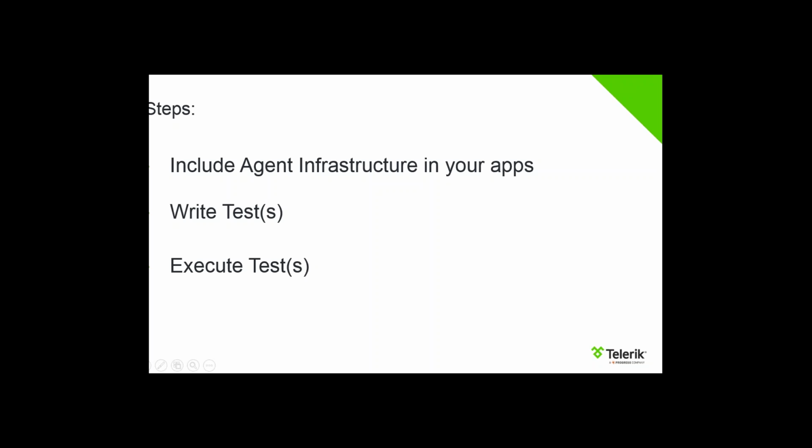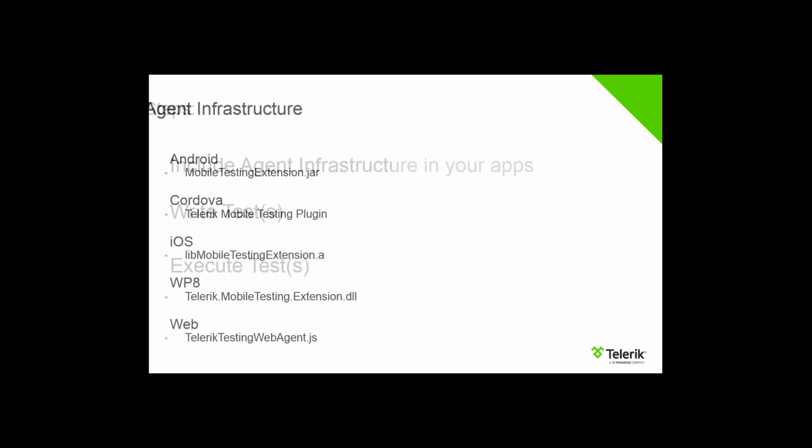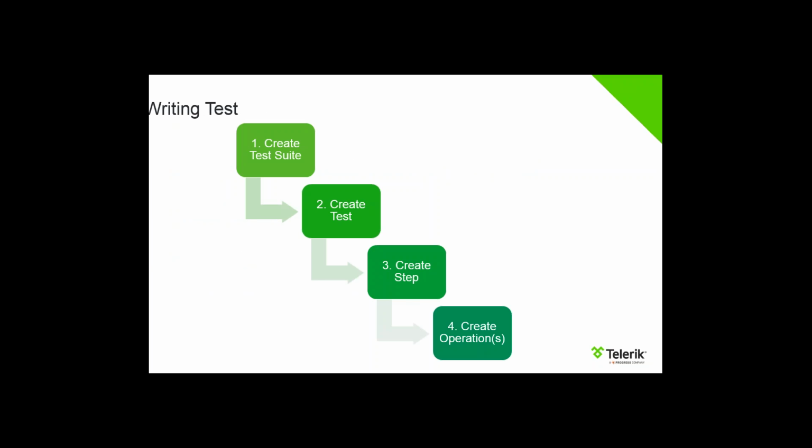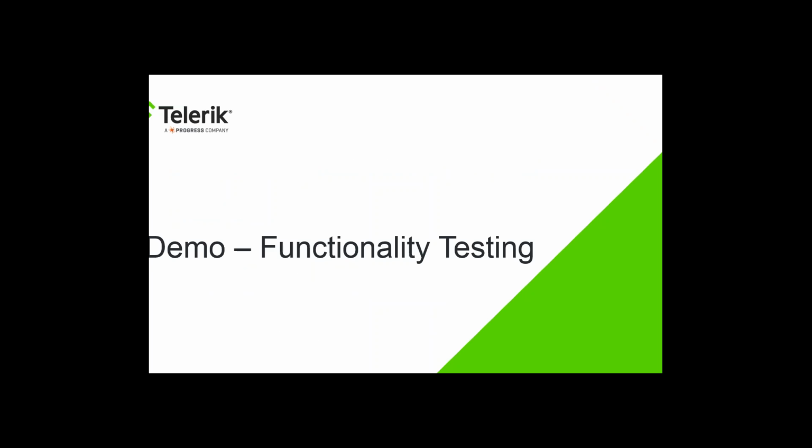Then you write the test case in just JavaScript. It doesn't matter which platform you're testing, it's just JavaScript. So the agent infrastructure is what I said: Android, Cordova, iOS, WP8, web. And writing a test is: create a test suite, create a test, create a step, create operations under the step. So that's it, and then you start doing it. And this is the functionality demo that we saw.